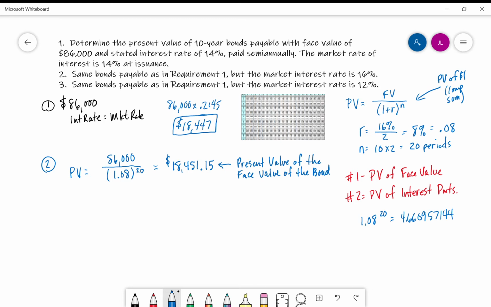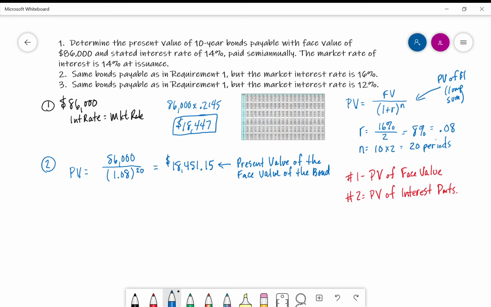So how we get to this decimal of 0.2145, if we were to divide 1 by this number, we get 0.214548274. So really, we do have a rounding error here. If we're using the table or the equation, we need to divide our present value or future value by this number, which is why we have it in this manner. So that's just a little difference between if we use the table versus if we use an equation.